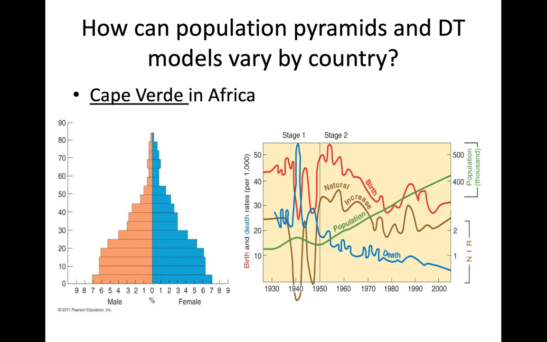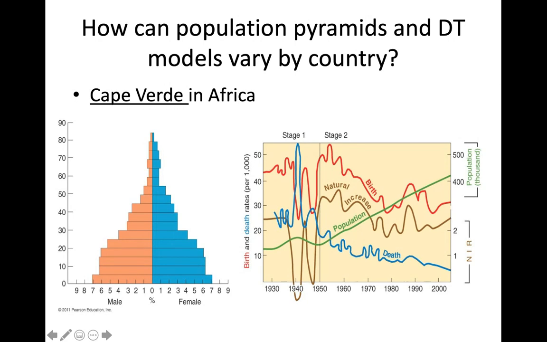So how can population pyramids and demographic transition models vary by country? This population pyramid and demographic transition model shows Cape Verde in Africa. From this population pyramid, you can tell that Cape Verde has a very young population, and the majority of their people are under the age of 30. And they have very few people that live to be 70 or 80 or 90. And if they are living to be 70 or 80 or 90, oftentimes the females are living longer than the males.